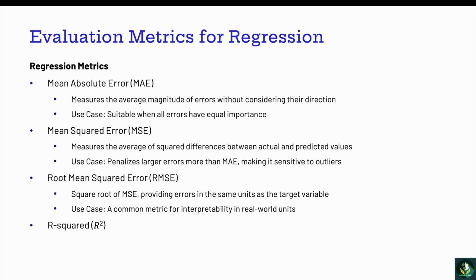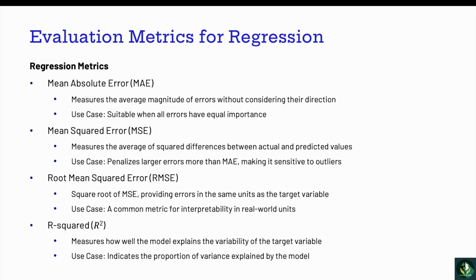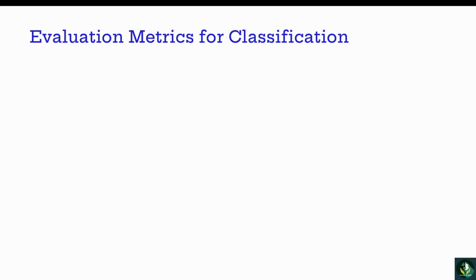Next, let's talk about R squared. This measures how well the model explains the variability of the target variable. Use case indicates the proportion of variance explained by the model. Next, let's look at evaluation metrics for classification. Classification metrics include accuracy, which is percentage of correctly classified instances.